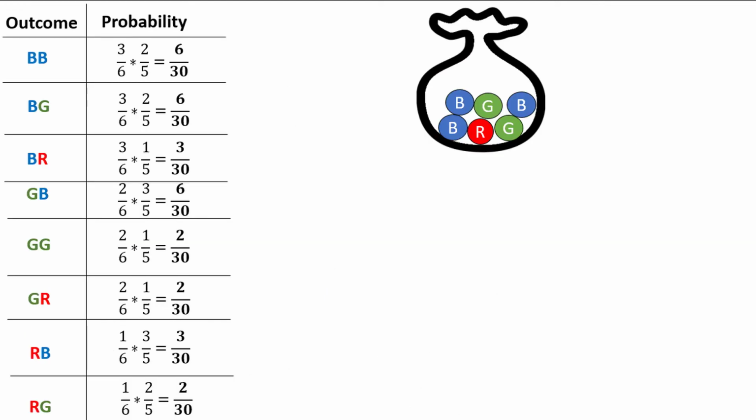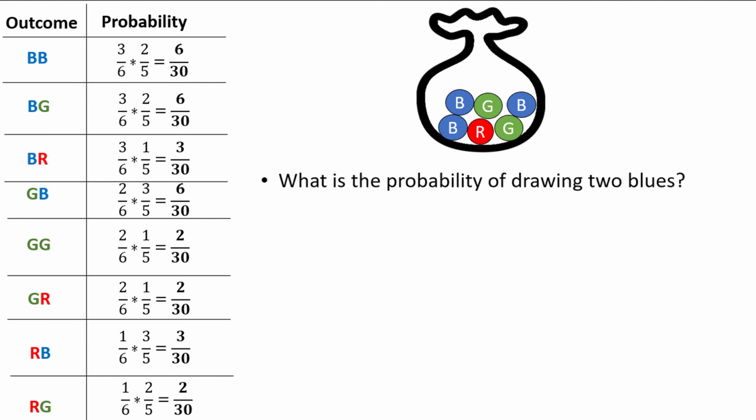Okay, once you have completed the tree, you can answer a number of different probability questions, which we will do with this table that I created. For example, what is the probability of drawing 2 blues? Well, that's just this outcome here. The probability of drawing 2 blues is 6 out of 30.